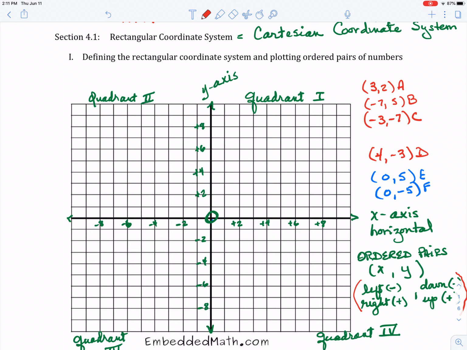Quadrant 1 is in the upper right. That's where all the points are located that have both a positive first component and a positive second component. Then you move counterclockwise. Quadrant 2 is upper left. It has a pattern of moving left first, followed by moving up second. So all the points in quadrant 2 have that sign pattern.